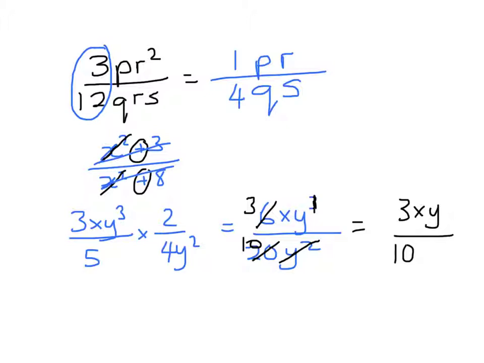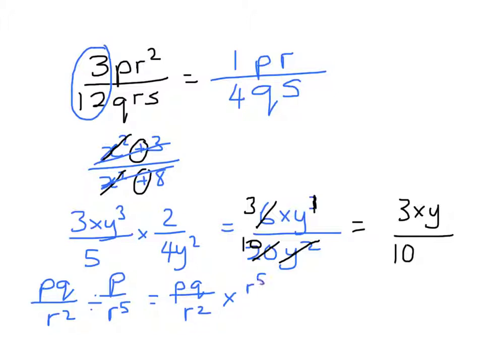And one more to finish. Let's look at a division. pq over r squared divided by, we'll be doing some more fractions a little bit later, pr to the power of 5. Remember from your fraction work that dividing by a fraction is the same as multiplying by the reciprocal. We turn it upside down. So we have that there. We multiply and we turn the fraction upside down to make the reciprocal.